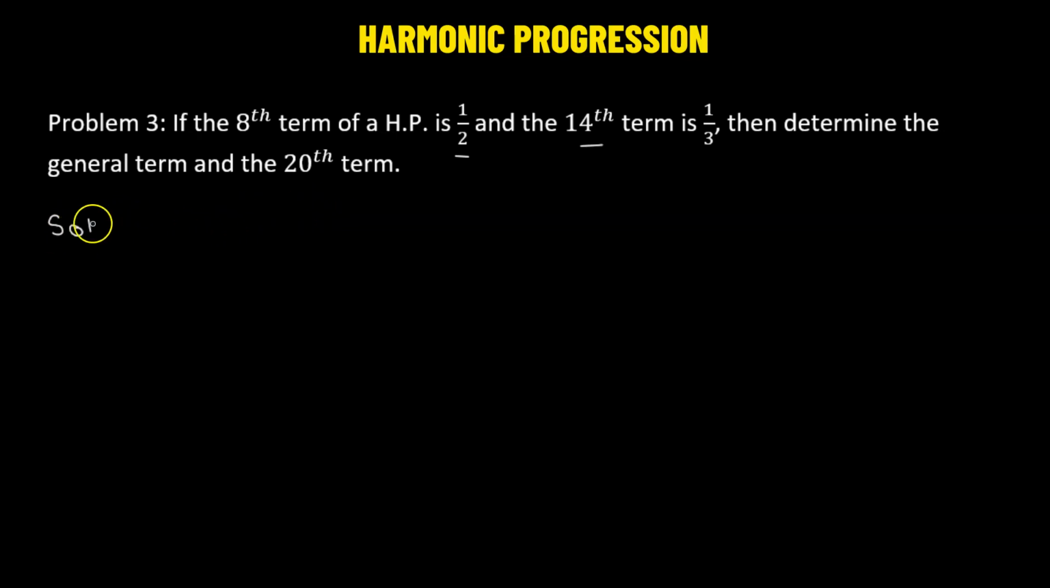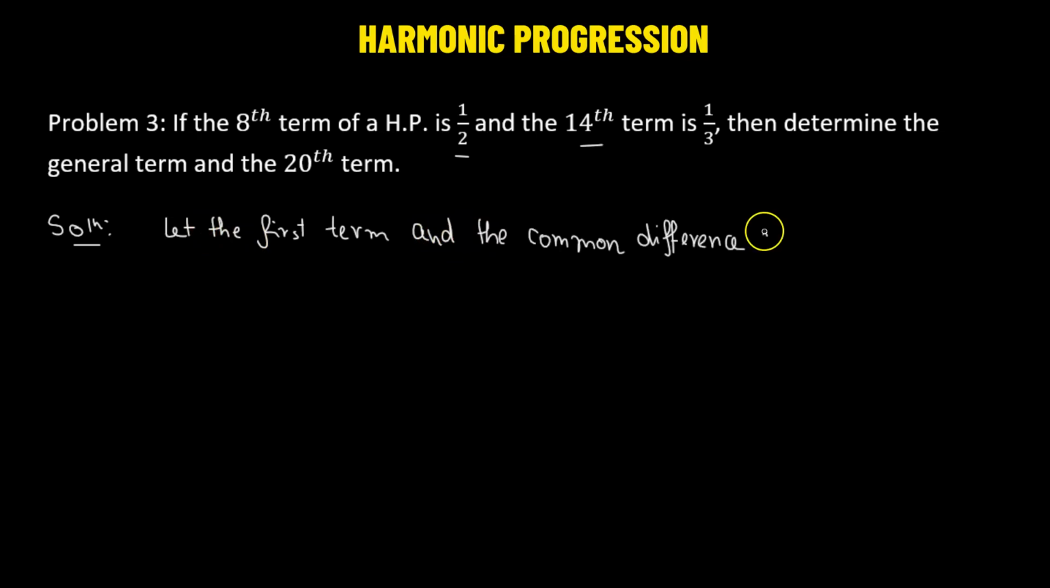Let us begin. So first we will state the first term and the common difference. So let the first term and the common difference of an arithmetic progression be a and d respectively. So a is the first term and d is going to be the common difference.